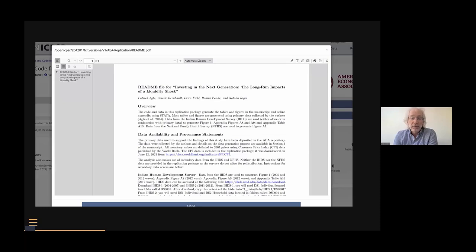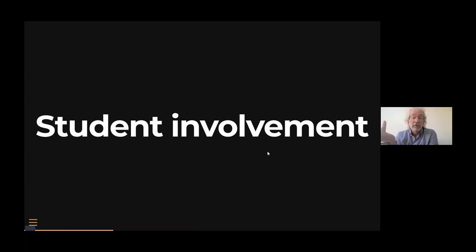What the replicator in the future will see in this public package is a README file and code and possibly data that describes the various things that need to be done in order to reproduce the analysis that's in the paper. So in this example, for instance, there are some data availability and provenance statements that point to the data being used. There's some CPI data from the World Bank. There's data from the Indian Human Development Survey. The README will go on to describe what a replicator needs to do in order to run the code that does this kind of analysis. Okay, so how are the students involved with this?